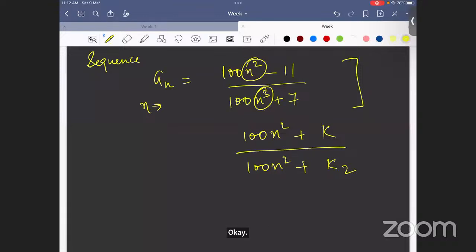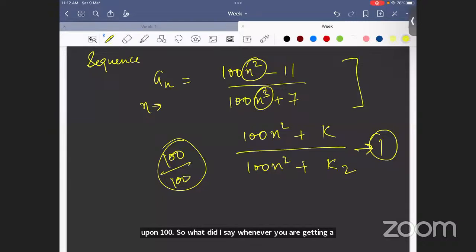1 converges, it will tend to 1 by 100, right? Yeah, correct. So it will be 100 upon 100. So what did I say? Whenever you are getting a sequence like this, you should just be focusing on the coefficient of the degree.